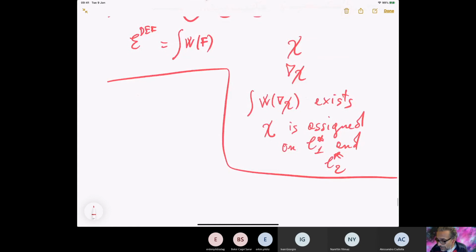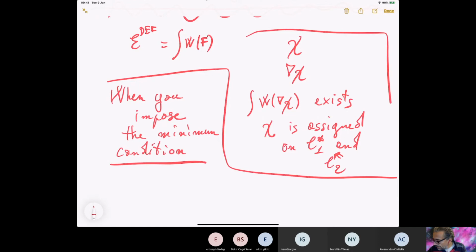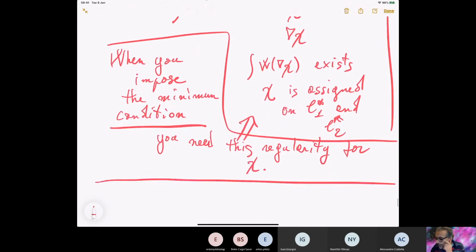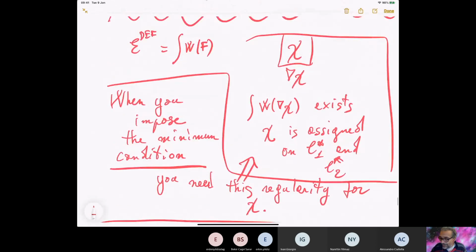So when you impose the minimum condition, you need this regularity for chi. So you need that chi is defined everywhere, included the boundary of the reference configuration. You need that the gradient of chi exists. And you need that the integral of W of gradient of chi is meaningful. Okay.